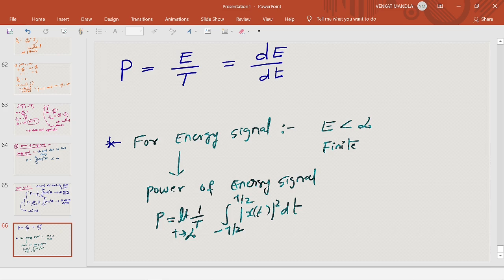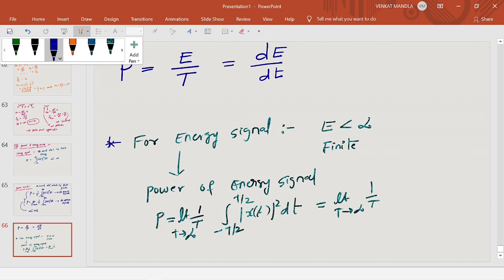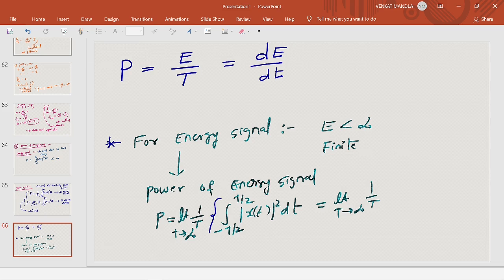Okay, but limit T tends to infinity 1 by T, this term is energy, the integral of x of t whole square dt from minus T by 2 to plus T by 2. This term is energy. Okay, power equals energy by time. That is what I have written here, energy by time.